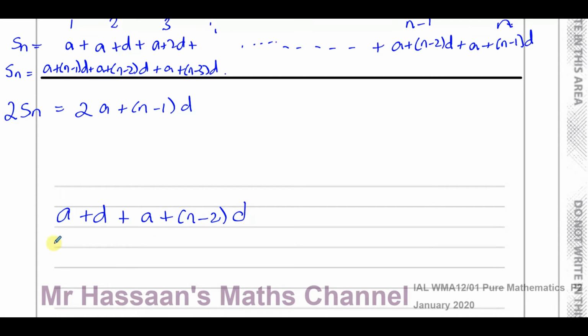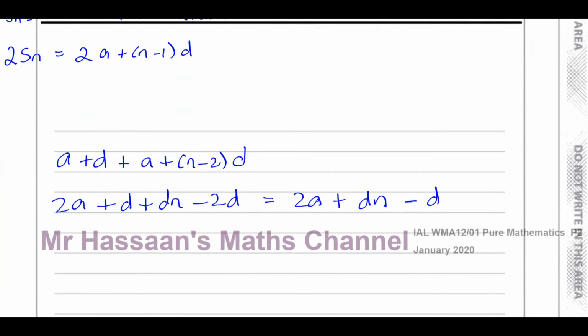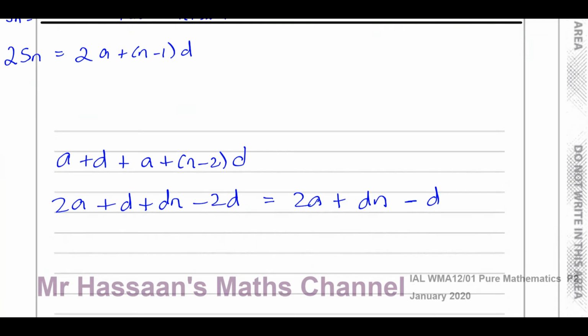Now let's see, if we expand this, you've got A plus A, which is 2A. Then I've got plus D. Then if I expand this, I've got plus D times N minus 2D. So now I've got 2A, plus D times N, and I've got D minus 2D, which is minus D. If I take out the common factor of D in the second pair of terms, I'll have 2A plus D times N minus 1, which is the same thing as 2A plus N minus 1 times D. So you can see it's exactly the same thing. Plus 2A plus N minus 1 times D.